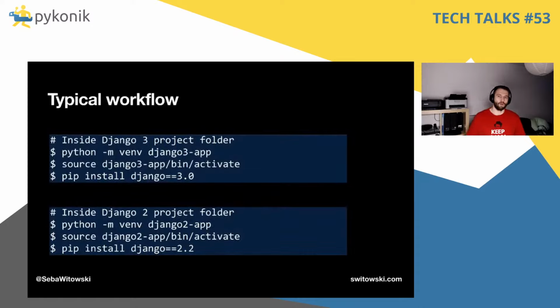A typical workflow with virtual environments involves creating one virtual environment for each of your projects. So if we are working on two Django projects, you first create one virtual environment, you activate it, you install Django 3, and you start coding. Then you create another virtual environment for Django 2.2, you activate it, you install Django 2.2, and you start using it.